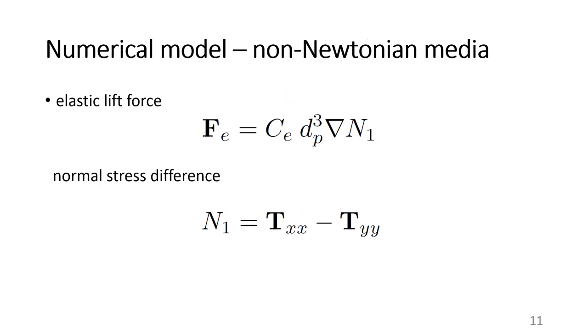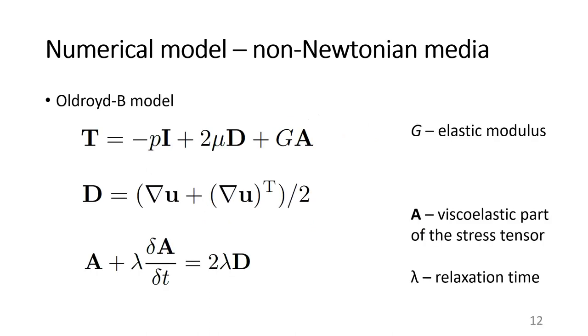And we can say that the efficiency of our separation is determined by the competition of elastic lift force and drag force. For the Giesekus or Oldroyd-B model, we have this defining equation: stress tensor, rate of deformation tensor, and viscoelastic part of the stress tensor.